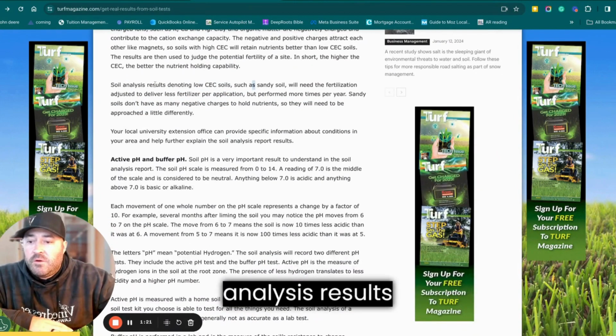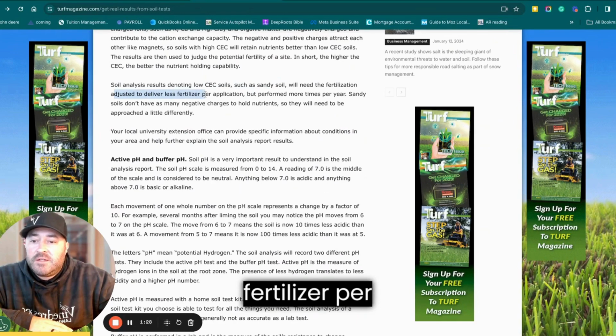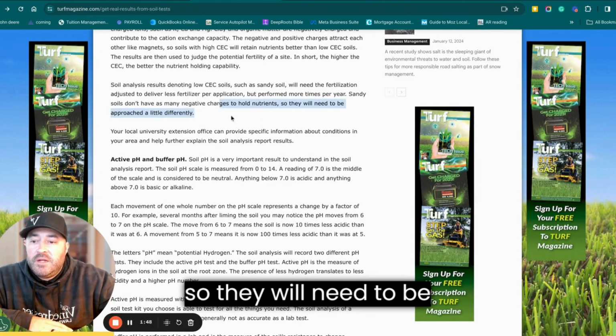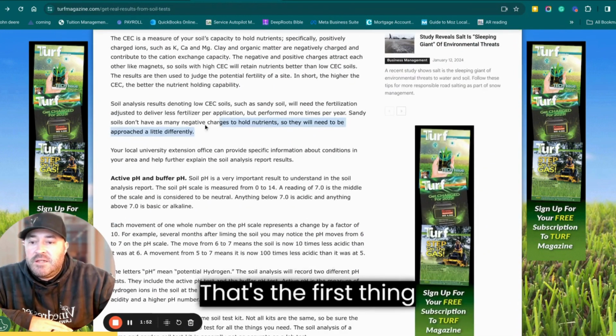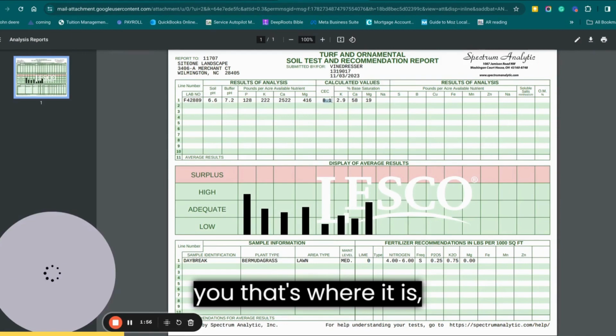So, soil analysis results denoting low CEC soils, such as sandy soils, will need fertilization adjusted to deliver less fertilizer per application but performed more times per year. And so around here we have sandy soils, and so you want to break up the fertilization. The grass is growing. You want to fertilize less, more often. Sandy soils don't have as many negative CEC charges to hold nutrients, so they will need to be approached that way. So that's the CEC. That's the first thing you're going to see on an analysis, and I'm going to show you that's where it is right there.